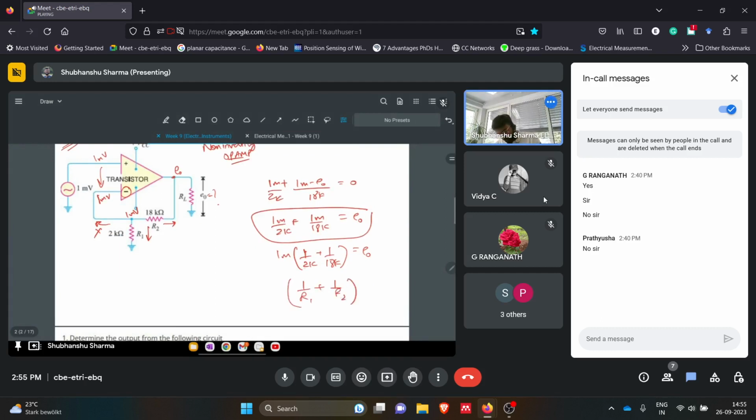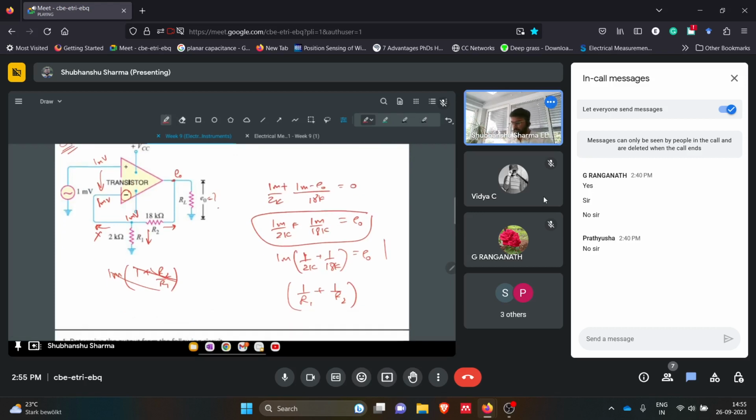So 1 by R1. Oh, was it that one? No, I think what was that? The formula for non-inverting, it was this one, no? 1 plus R2 by R1 something. Yeah. But in this case, it's not that. So here, I think it's not non-inverting.